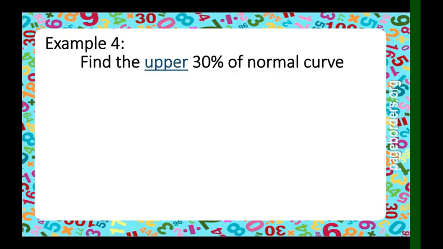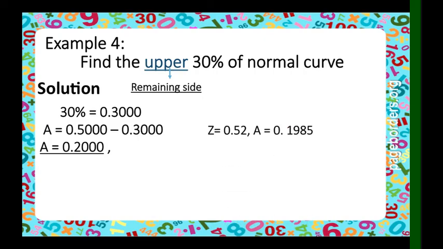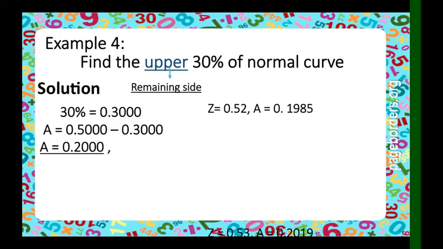Example number 4. Find the upper 30% of the normal curve. So we have 30% equals 0.3000. So the remaining side is 0.5000 minus 0.3000, that's 0.2000. And find the z-score near to 0.2000. So we have 0.1985, which is equivalent to 0.52, and 0.2019, which is equivalent to 0.53.